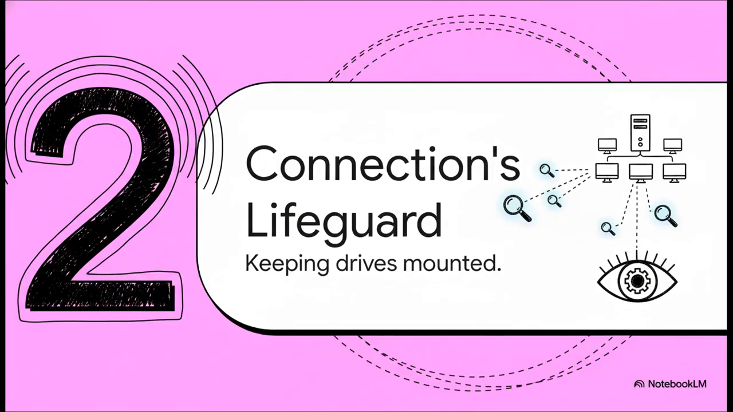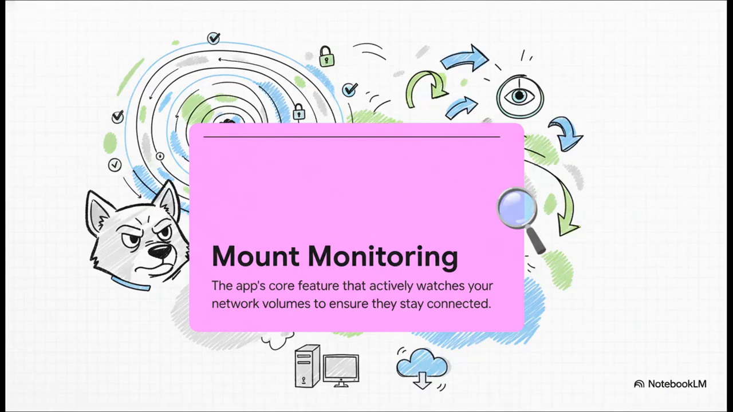Perfect. So you might be wondering, how does it actually pull off this little bit of magic? Well, it all comes down to its main feature, this active, really intelligent monitoring system that acts just like a lifeguard for your connections. This key feature is called mount monitoring, and you can really just think of it as a relentless watchdog for your network shares. It doesn't just mount them one time and then walk away. No, it's constantly on patrol, making sure that connection is stable and ready for you whenever you are.